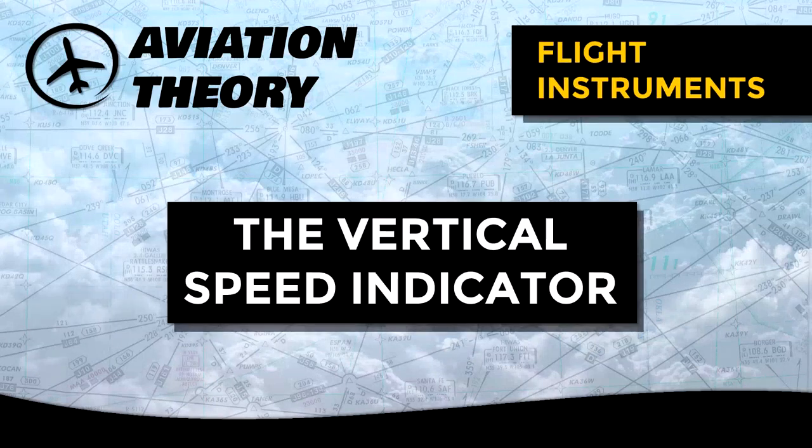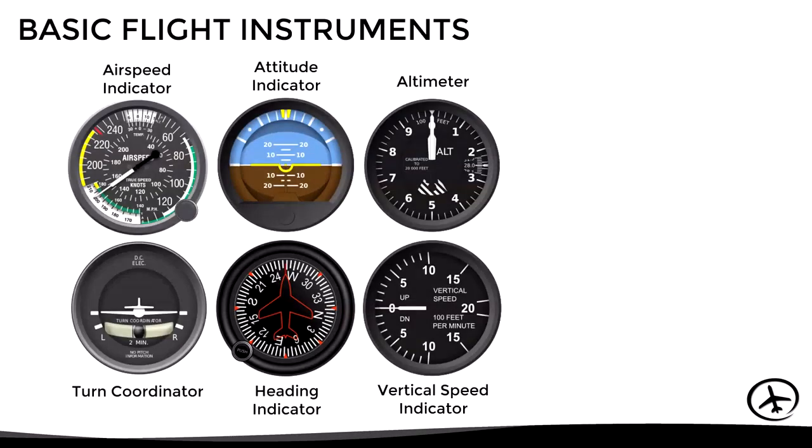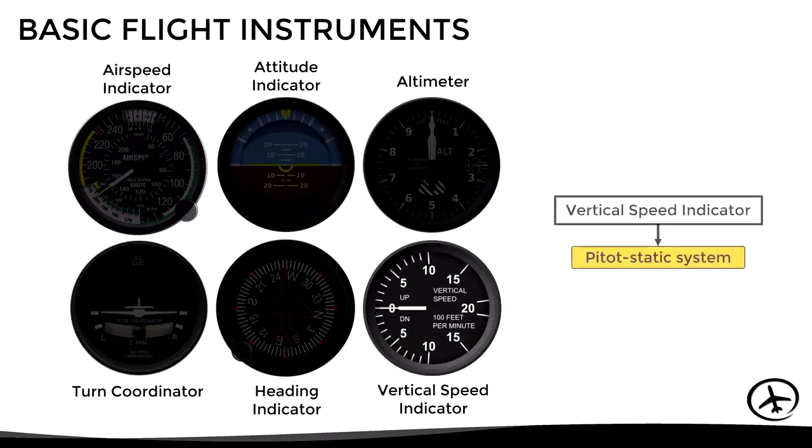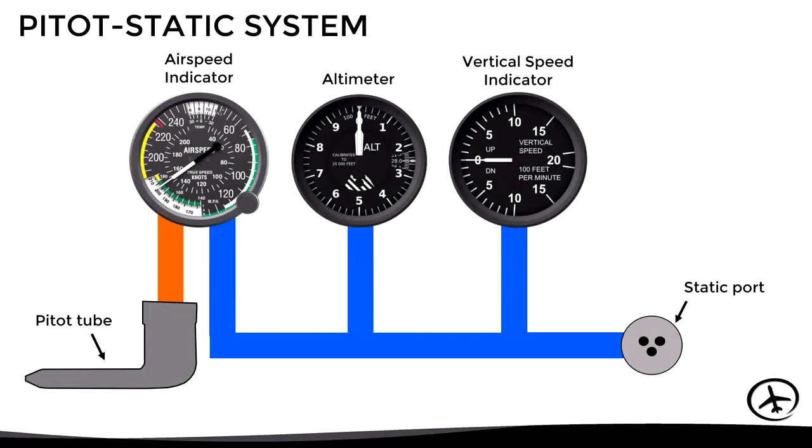Today, we will talk about the vertical speed indicator. This is one of the basic flight instruments that we will find in any aircraft. And its operation depends on the air pressure information provided by the pitot-static system. Here we have a typical pitot-static system schematic.